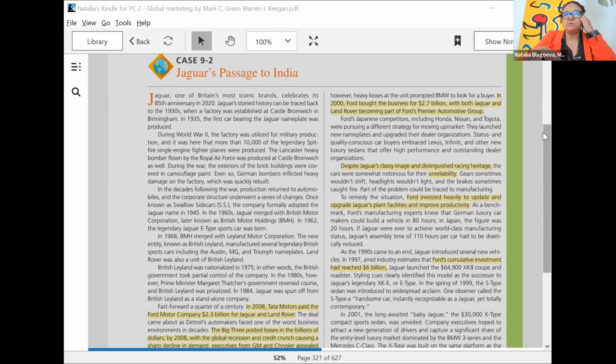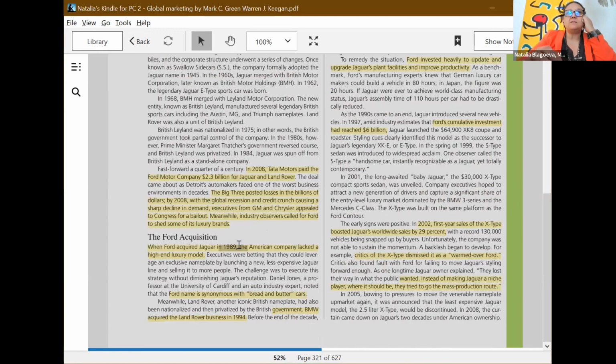And I believe, which year was this? 1989. So basically in 1984, Jaguar became a standalone company, and then in 1989, it was acquired by Ford. At that time, Ford as a company lacked a high-end luxury model. They looked at acquiring Jaguar as an opportunity to get into that market, but the problem was that the brand image of Ford was more synonymous with bread and butter cars, which means more usual daily cars. Jaguar had the image of a more luxury, special car, so there was a bit of a clash there.